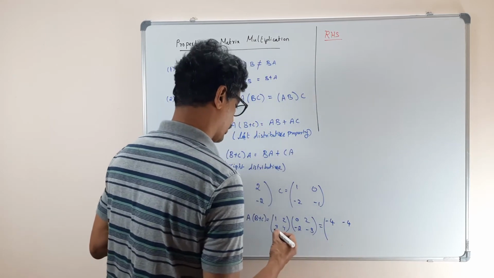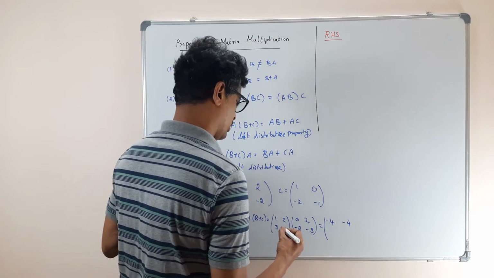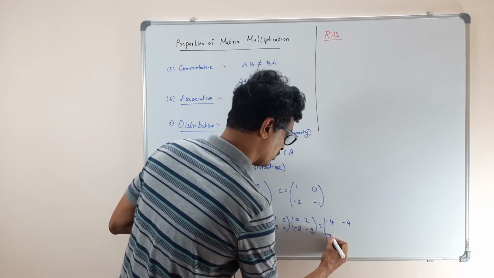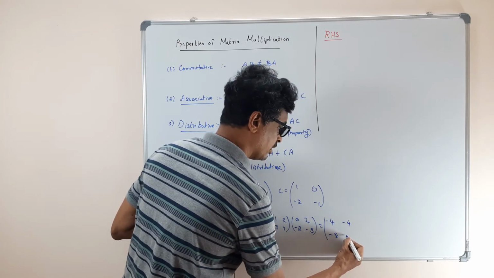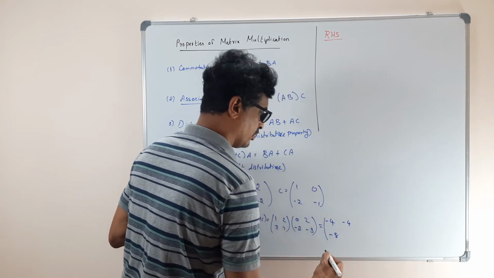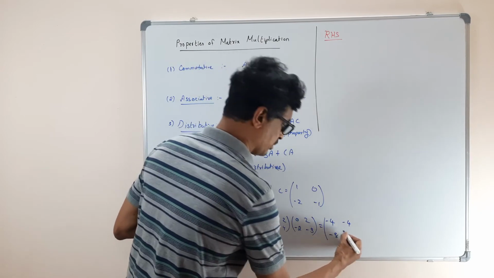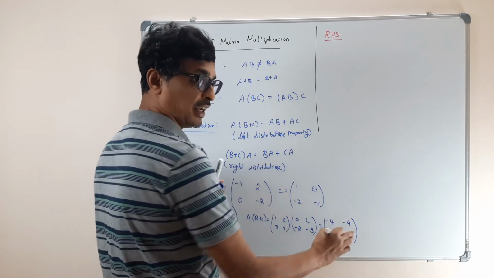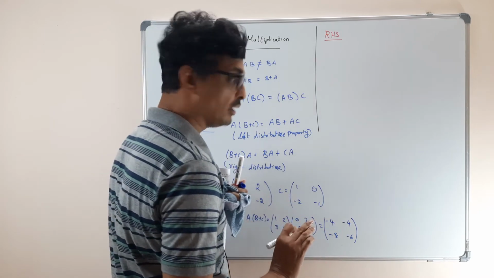Tell me, what are the answers you got? First is minus 4. Minus 8. Then 6, minus 6. Sure? Minus 4, all are minus? Okay.